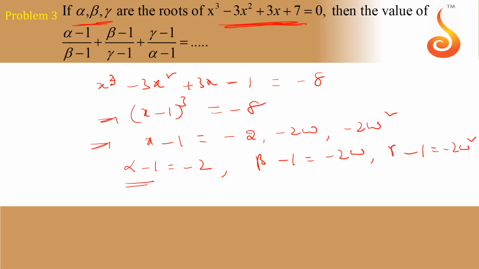So directly you can substitute in place of α − 1, that is, −2 by −2ω, plus −2ω by −2ω², plus −2ω² by −2. Let's simplify, you will get the answer. Okay, next problem.